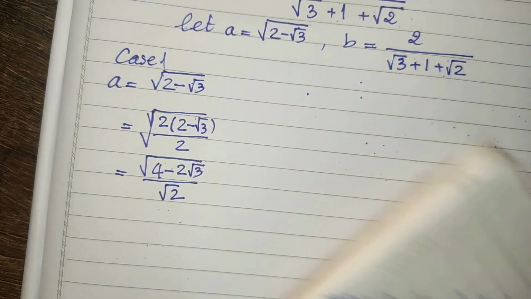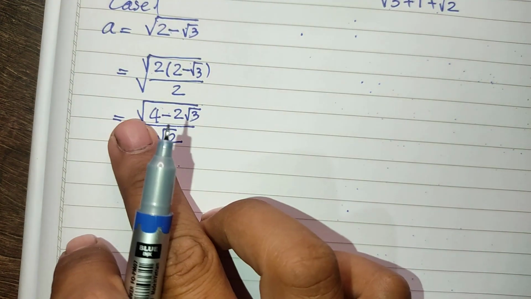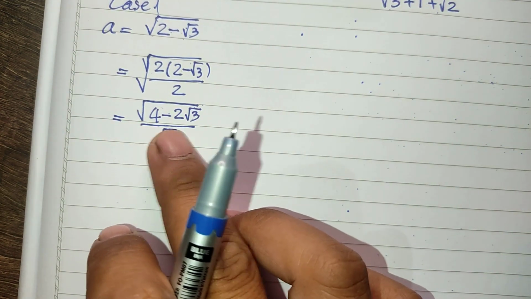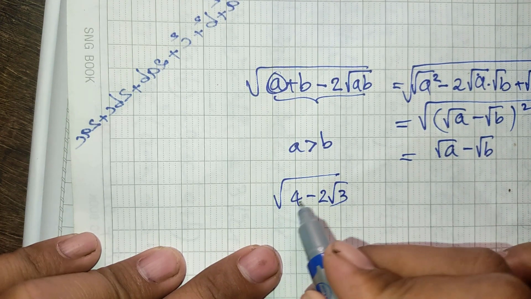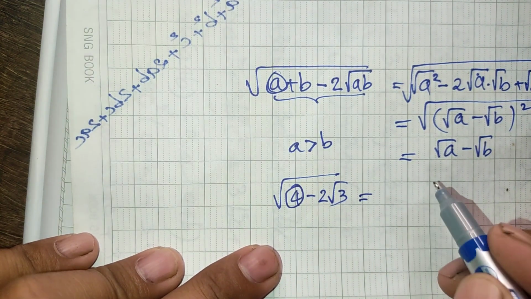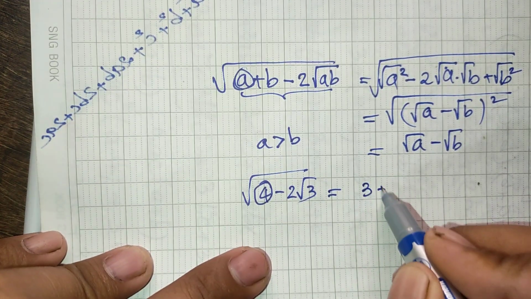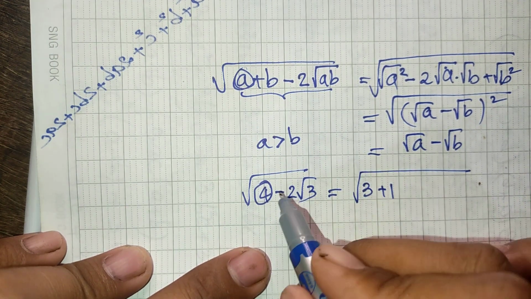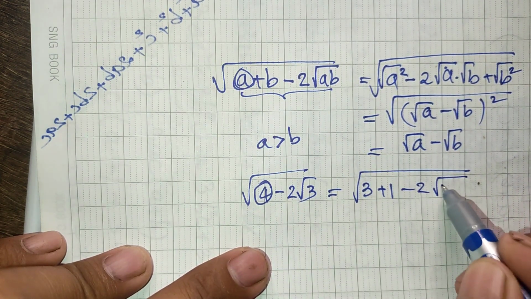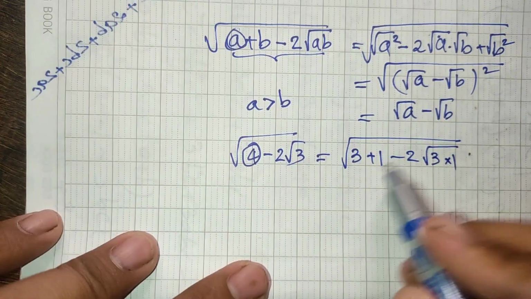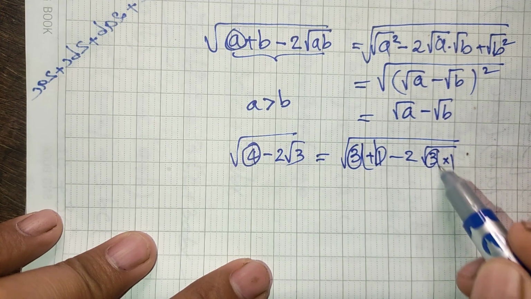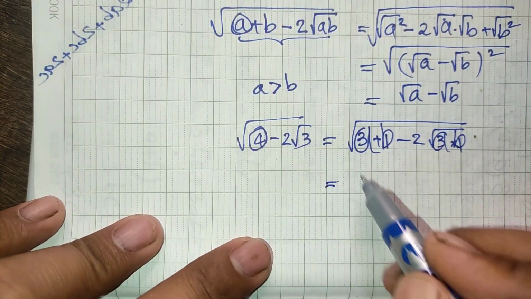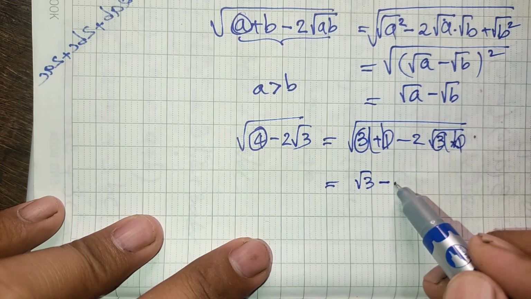For this expression, we have the square root of 4 minus 2 square root 3. We can write 4 as 3 plus 1, and minus 2 times the square root of 3 multiplied by 1. So this gives a and b, and the result is square root 3 minus 1.